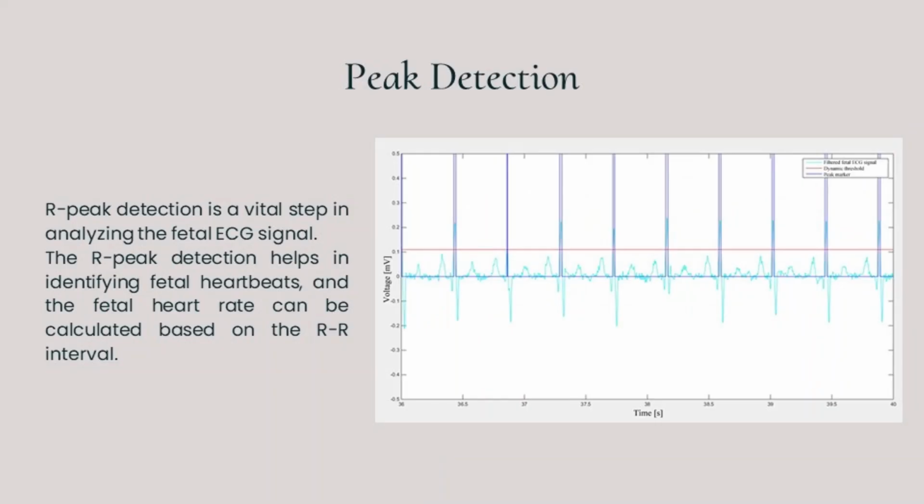To accurately analyze the fetal ECG signal, peak detection algorithms are applied to identify the R peaks. These peaks correspond to the fetal heartbeats and provide essential information about the fetal heart rate and rhythm.